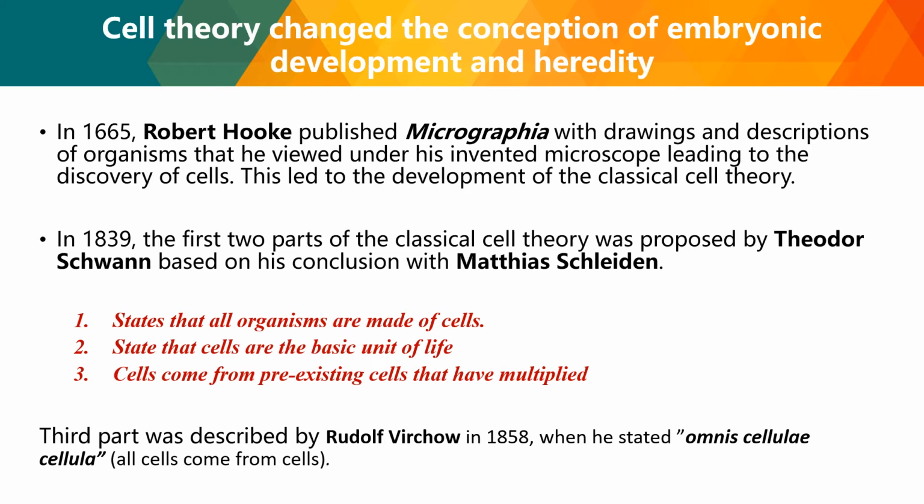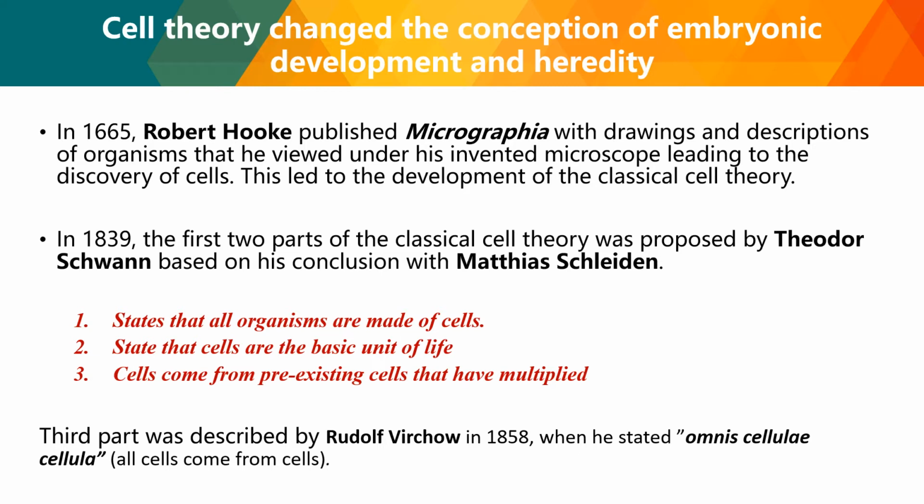In 1839, the first two parts of the classical cell theory were proposed by Theodor Schwann, based on his conclusion with Matthias Schleiden. The first two parts of the classical cell theory state that all organisms are made up of cells, and that cells are the basic unit of life.